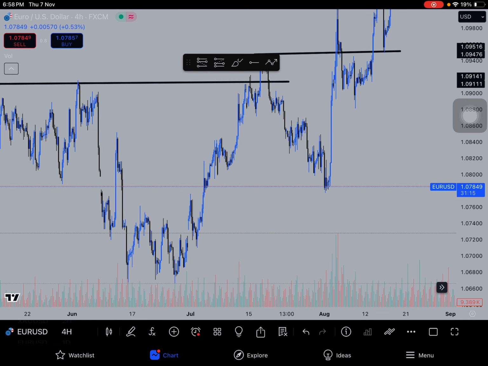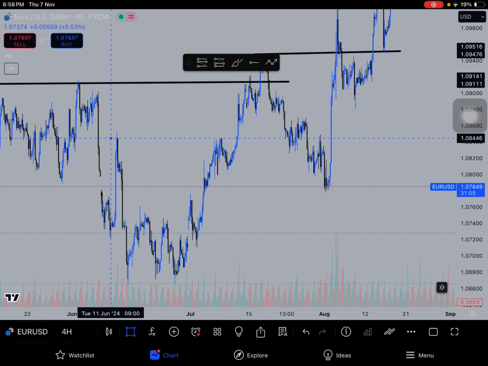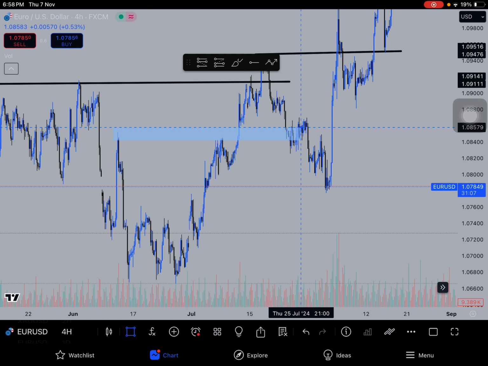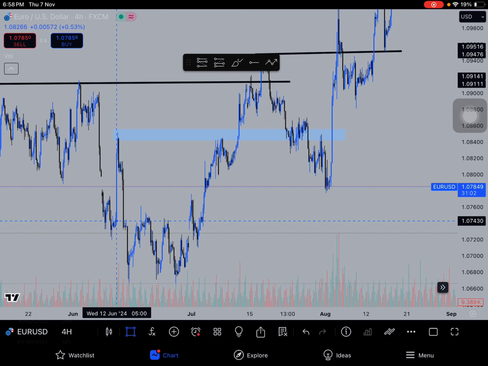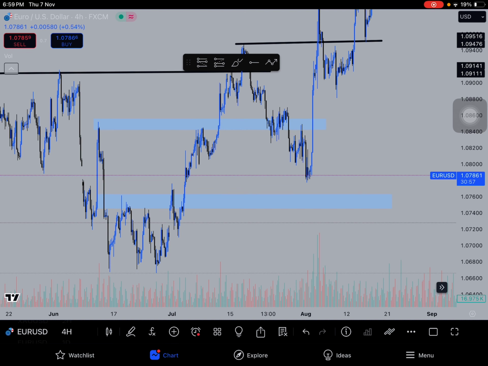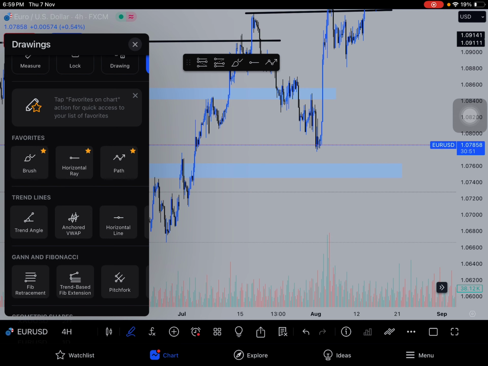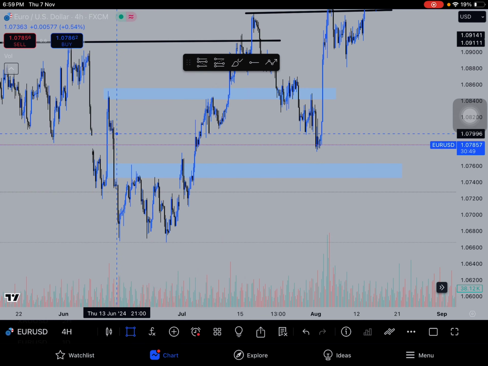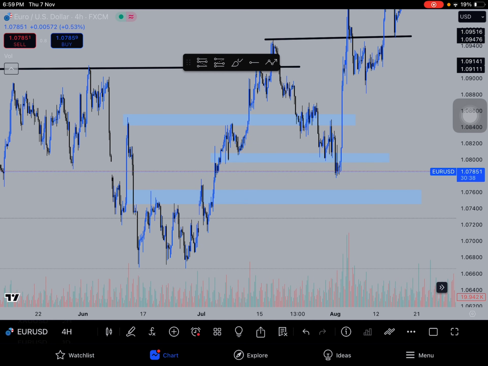The first thing I'm gonna do is mark the support and resistance areas here. So let me mark these areas. So these are the zones we have here.